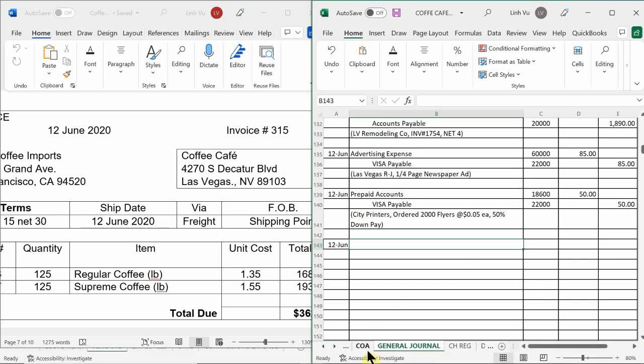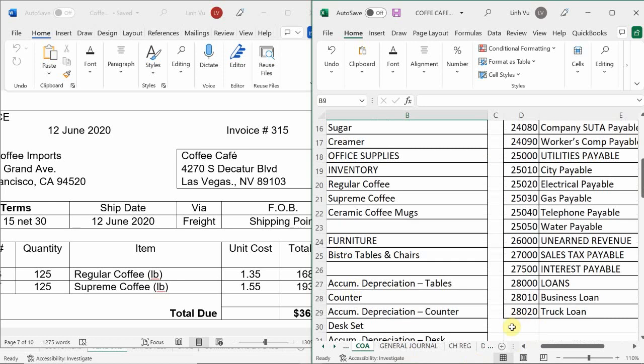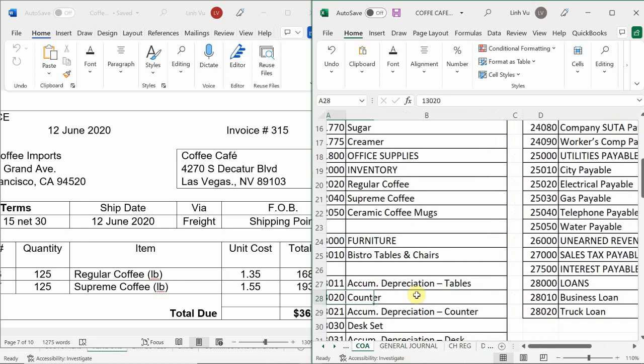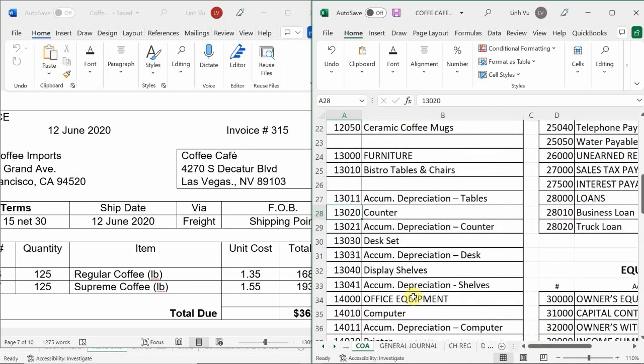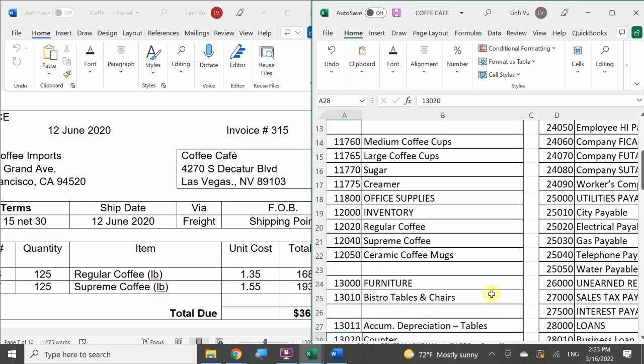So in this case, let's take a look at my chart of accounts. Under inventory, let's see, what do we have under inventory? Office equipment, went too far. Inventory right here. We got regular coffee for $12.20. We got Supreme coffee $12.40, right? And because it is perpetual inventory, we recognize them for what we purchased them as. So in this case, I'm going to journalize regular coffee and Supreme coffee.